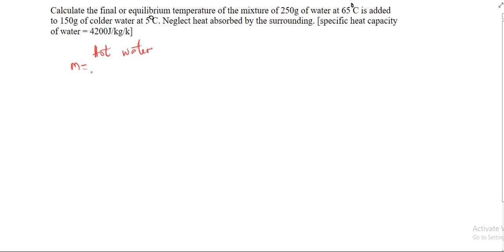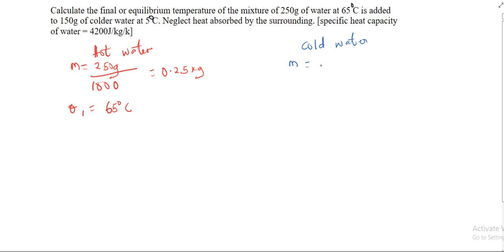So the mass here is 250 grams. So we'll convert it to kilogram by dividing by 1000. This will give us 0.25 kilogram. So the temperature is 65 degrees Celsius. And for our cold water now, the mass is 150 gram. Convert it to kilogram, you'll be having 0.15 kilogram. And the temperature is 5 degrees Celsius.